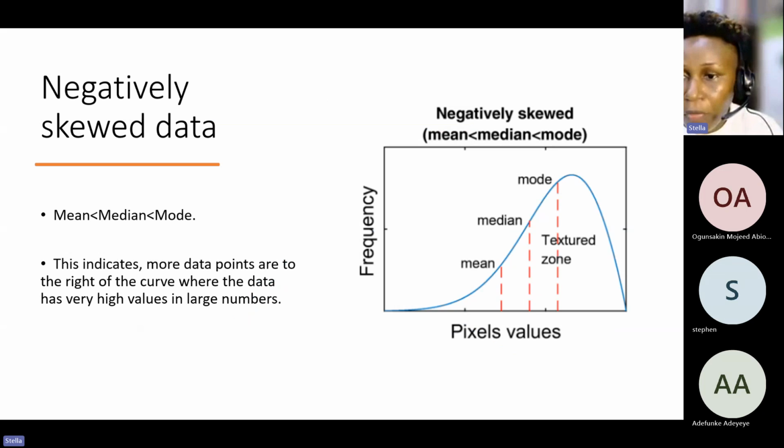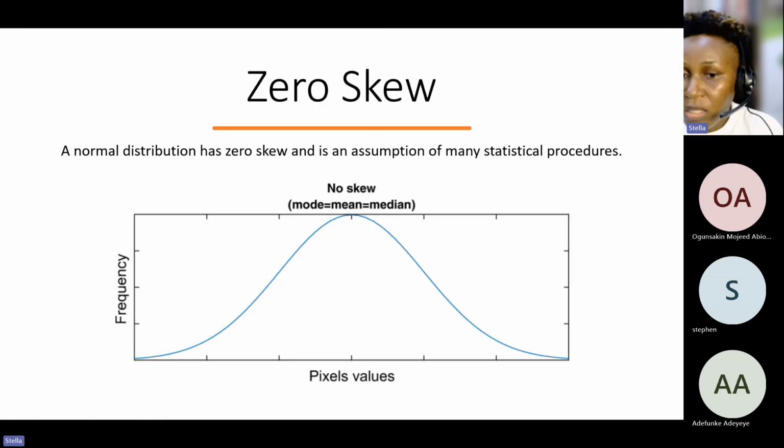So we have a scenario where your data can be negatively or positively skewed. In a scenario where your data is negatively skewed, you have more data points to the right of the curve, where the data has more large numbers to the right. Notice this is that curve. See the first curve, this is the normal curve. Everything is around the middle. This middle point is where we have our mean, our median, and mode.